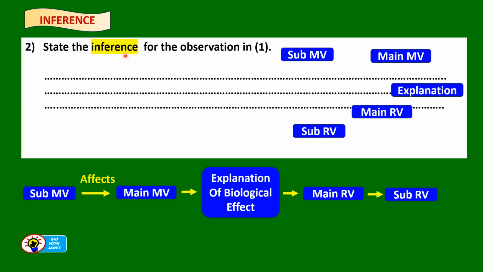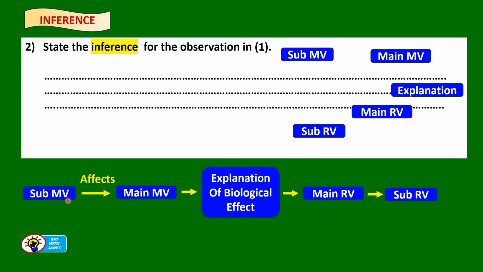So what is involved in an inference? An inference is an explanation for an observation, and we must include the sub-MV, main MV, the scientific explanation, and then relate it to the main RV and sub-RV. So try and write the answer yourself first, and then I'll explain. All right, now this is a guideline for you. In this experiment, we have sub and main MV, and then sub and main RV. So all that have to be mentioned.